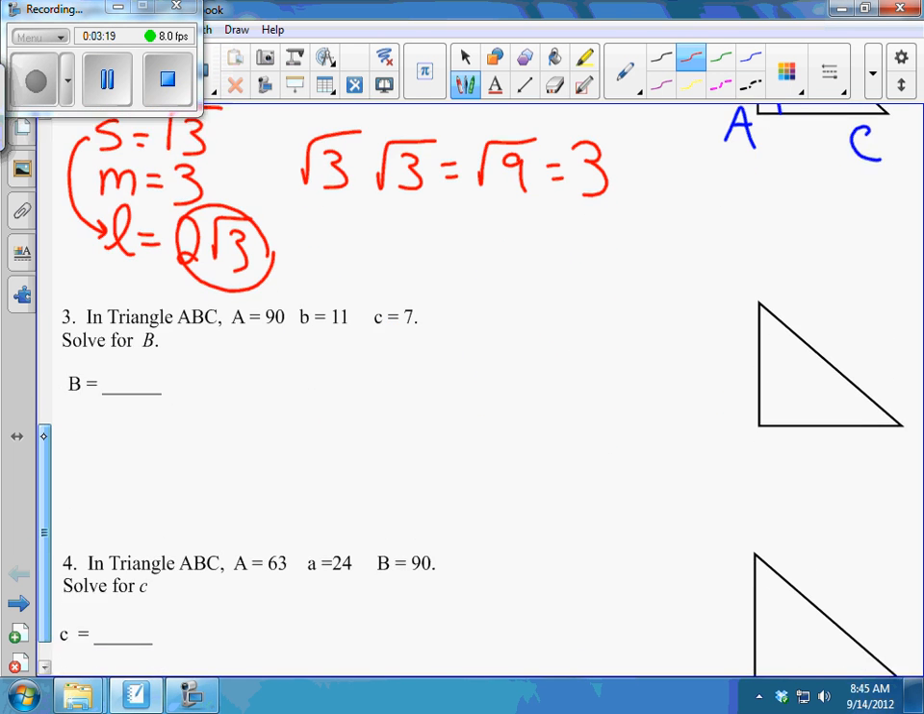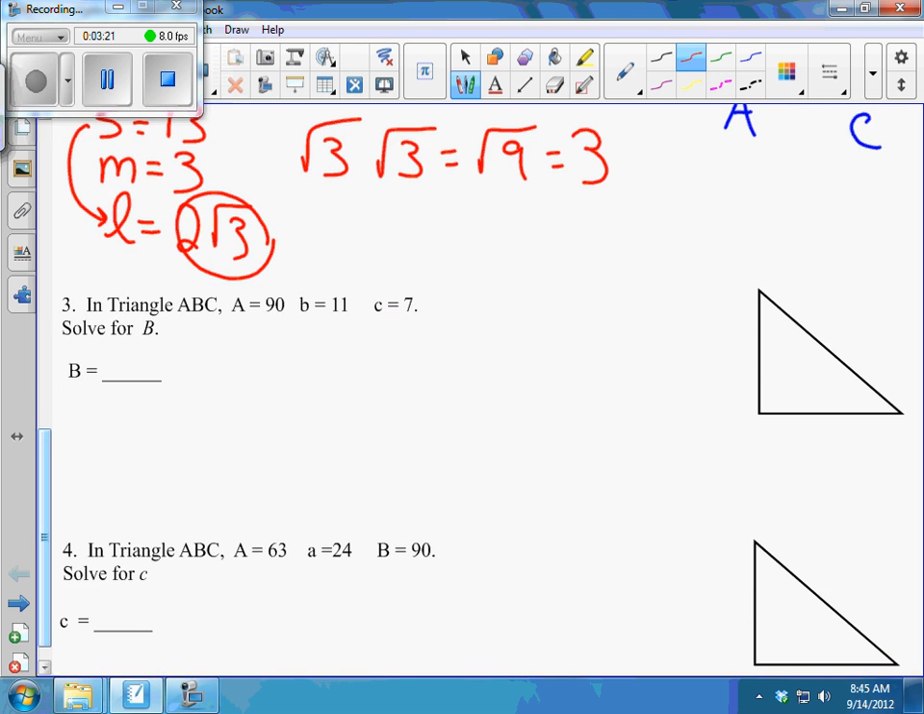All right, let's go to the next one. So the first thing I notice is I only have to figure out what B is. So what I'm going to do is organize my work a little bit better. I'm going to put A as my right angle, and then it doesn't matter, again, where I put B and C. And little b is worth 11, so that'll go here. And little c is worth 7, so that will go here.